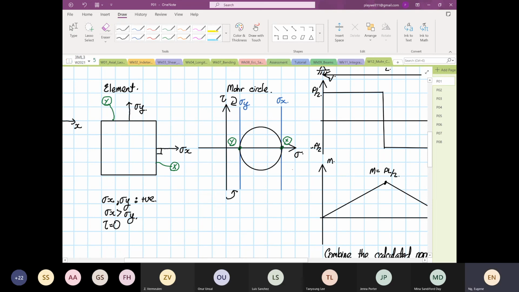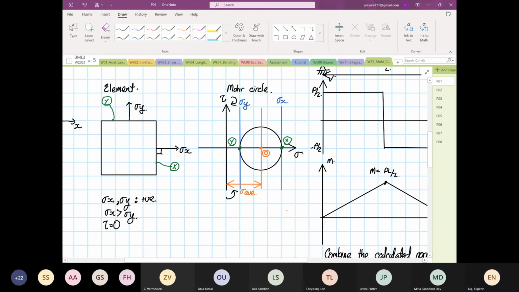I'm going to introduce you to a term now, which is known as average stress. Where's the average stress? The average stress is the center of the circle. This point over here is usually our point O, and from here to here is our stress average.